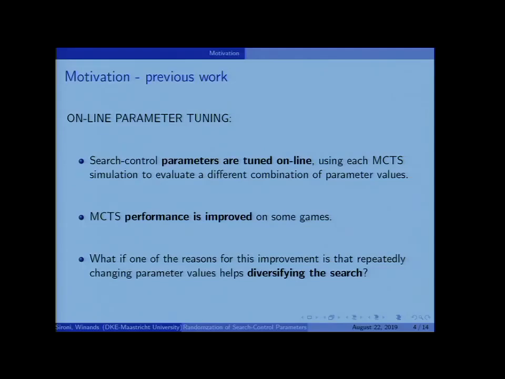And this brings me to the motivation for this work. So why are we interested in randomizing the parameters if we figured out that tuning them online is usually working? Well, what we wanted to see is what if part of the reason for the improvement that we get is not that we're intelligently choosing the parameters, but that we're actually not keeping them fixed. So repeatedly changing the parameter values might help diversify the search. And to test whether this is true or not, we can just randomize them and see if we get any improvement at all.